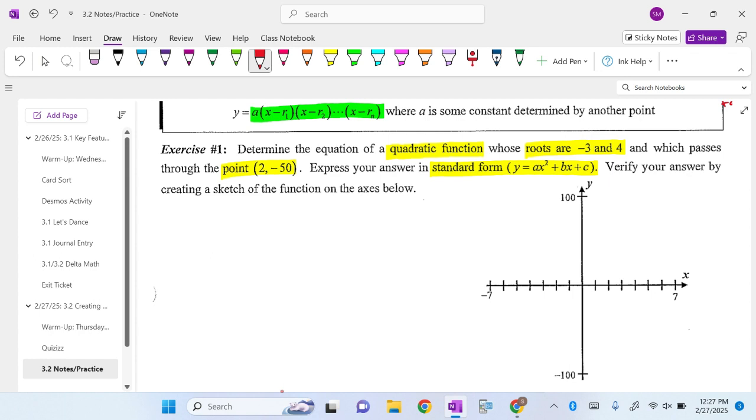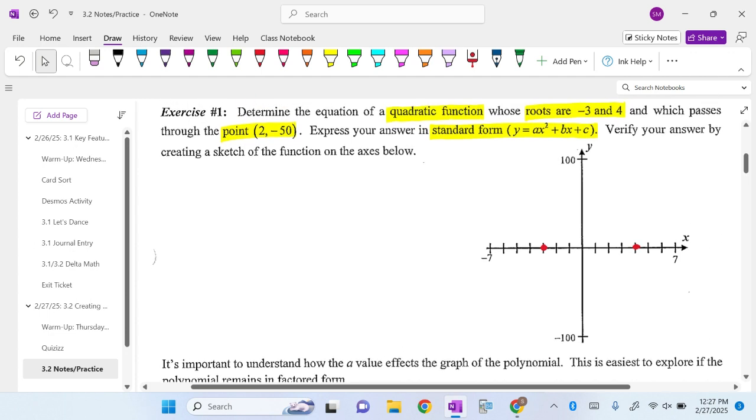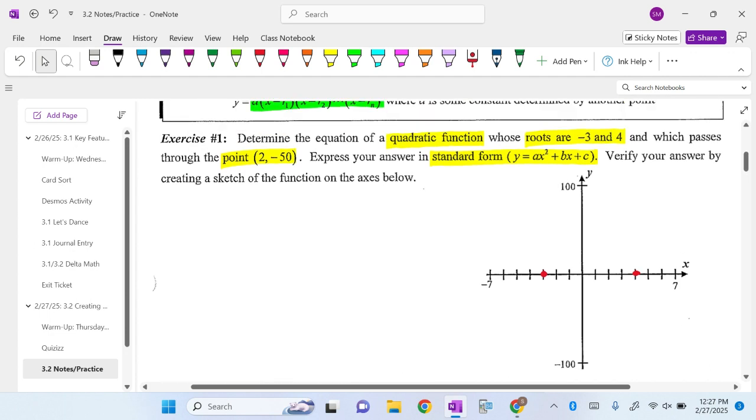So, first things first, quadratic function. What's it typically look like, graph-wise? It looks like a parabola. So if I want roots of negative 3 and 4, I'm just going to go ahead and graph those x-intercepts. So I have a root of negative 3 and 4. Now, the point (2, negative 50), we can kind of guess where it is. So we're going to guess the point (2, negative 50) is about here.